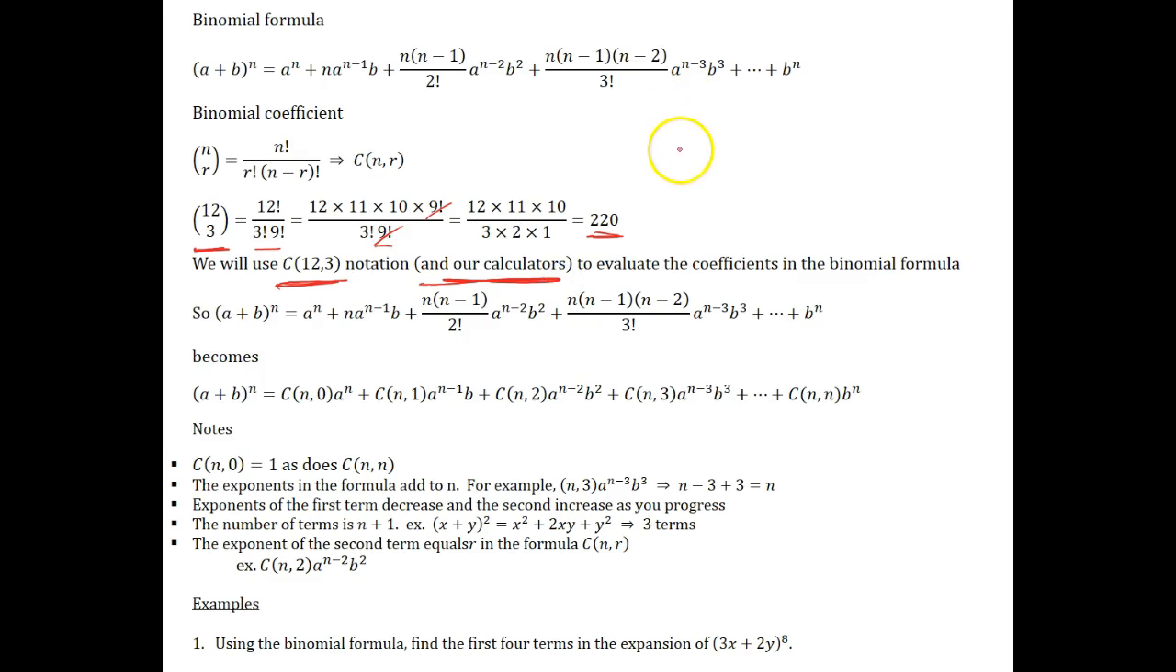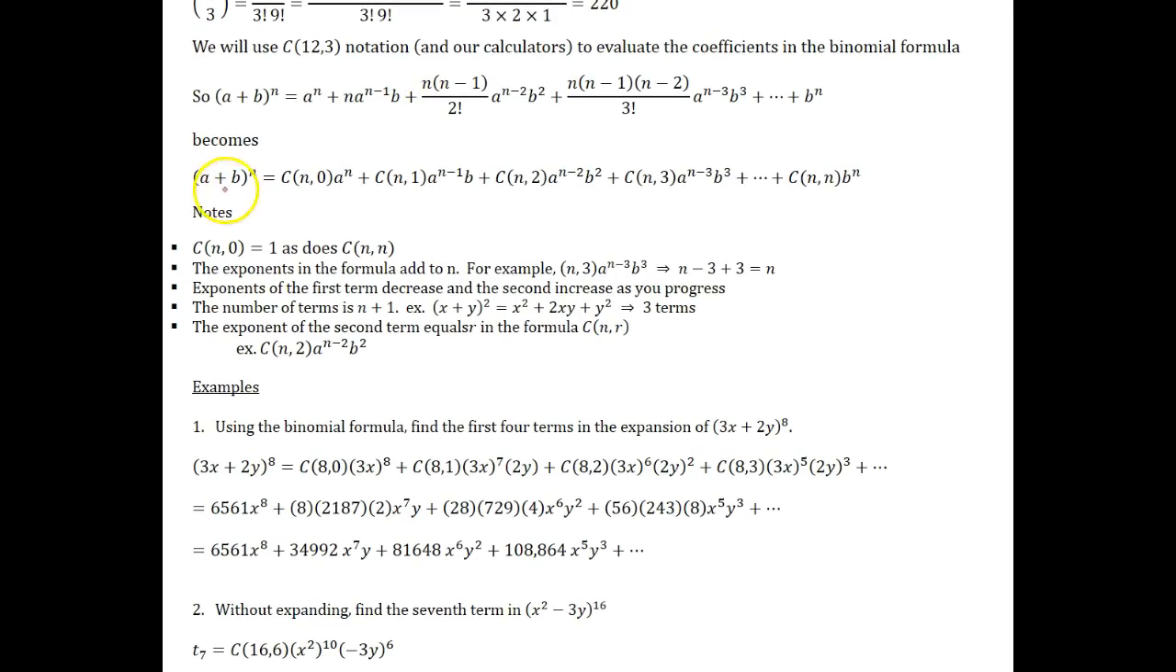Otherwise, you can simply use this notation and your calculator to work it out. You would enter it in your calculator using this button here. Some will be nCr, some will be C, R, so notations will vary depending on the calculator, but whatever one you have, you use this button. What we can do now is rewrite the binomial formula using the binomial coefficient, which is what we have here.